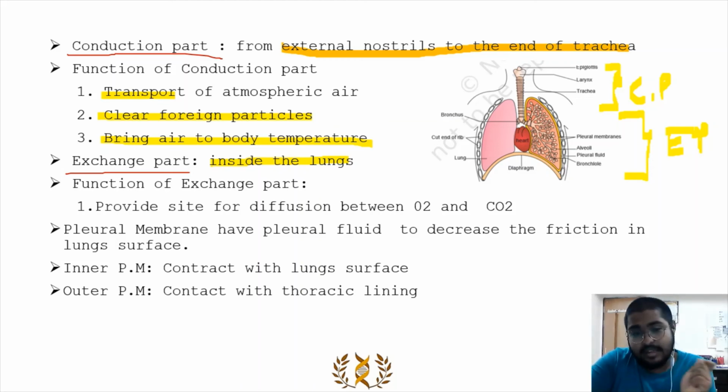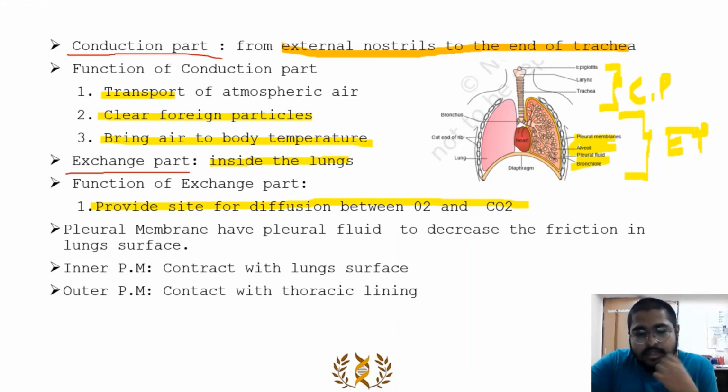And the next one, the exchange part, is the whole part inside the lung. It has a primary and the most important function. What is it? It provides a site for the diffusion of oxygen and carbon dioxide. Basically that.